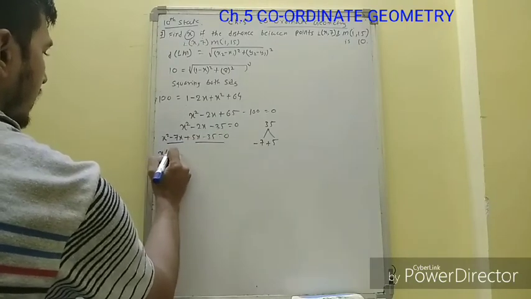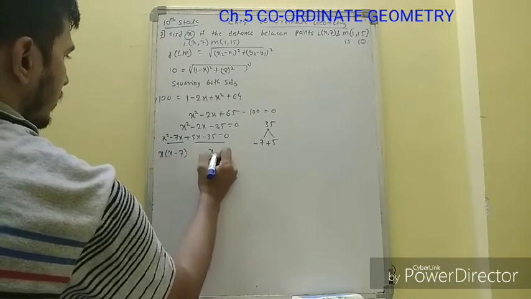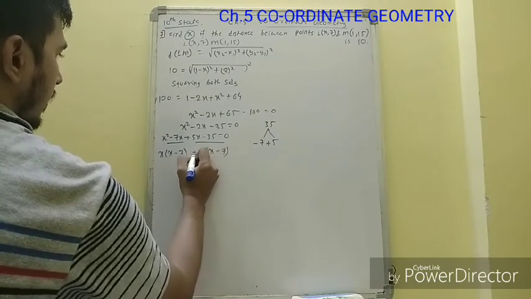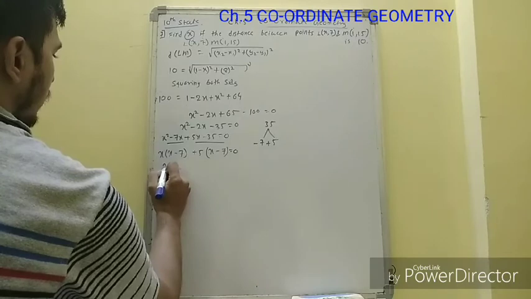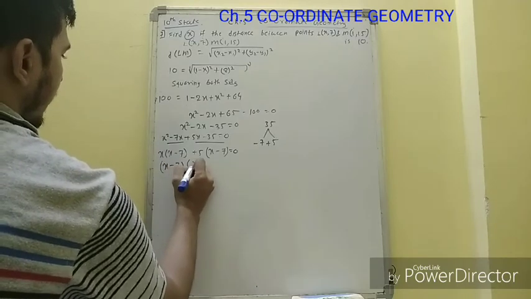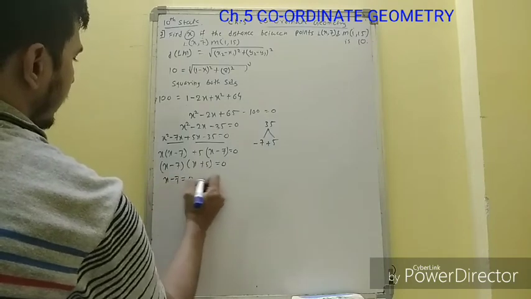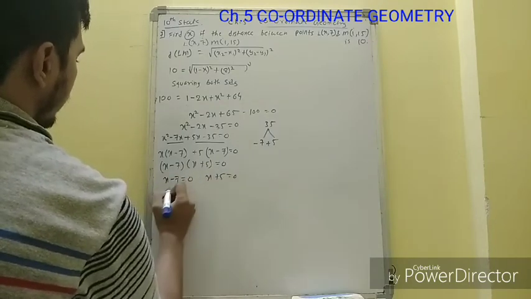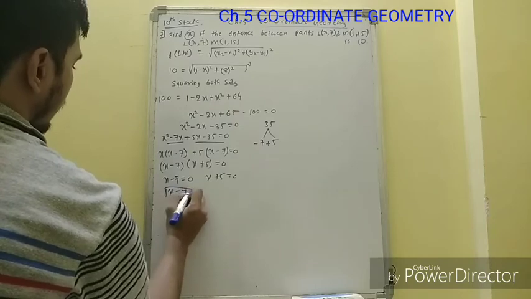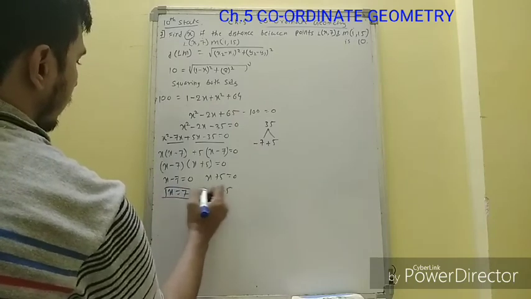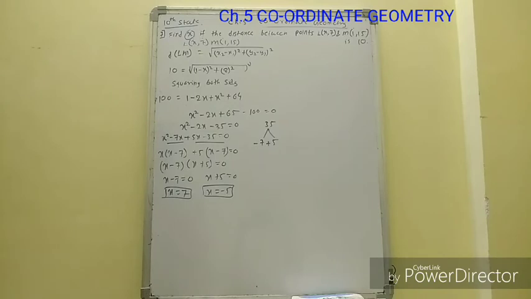We have x common, so x minus 7 here, so x minus 7 plus 5 is equal to 0. X minus 7 and x plus 5 is equal to 0. X minus 7 is equal to 0. X plus 5 is equal to 0. X is equal to 7 and x is equal to minus 5. Okay, x is equal to 7 or x is equal to minus 5. So these are the possible values of x. Okay, either it is 7 or it is minus 5.